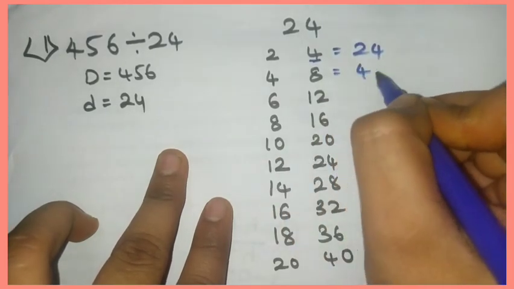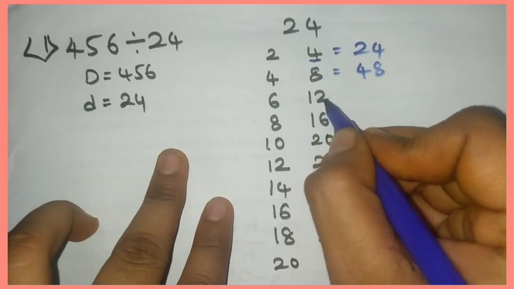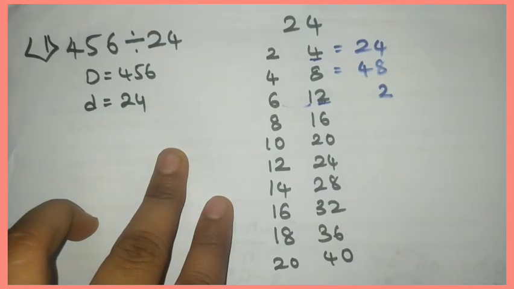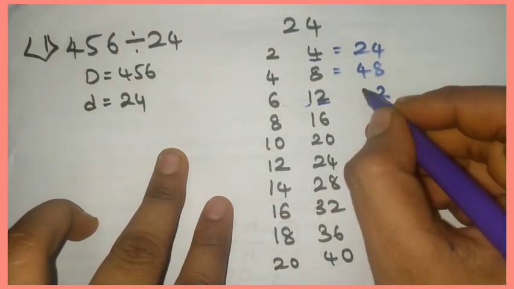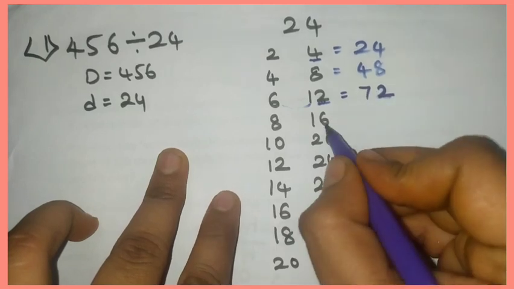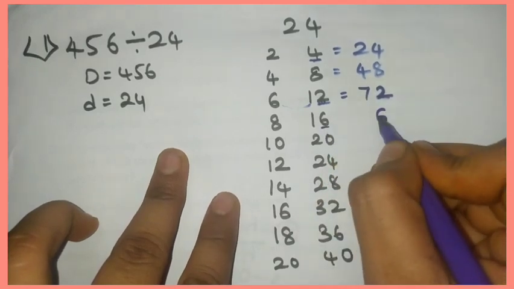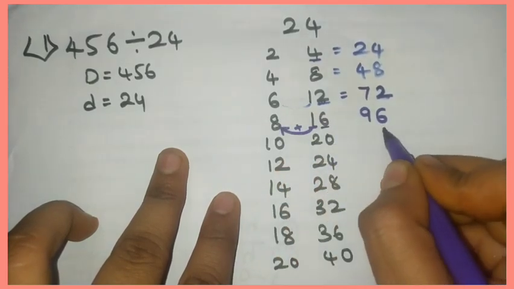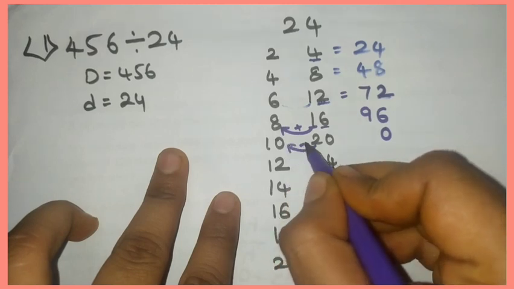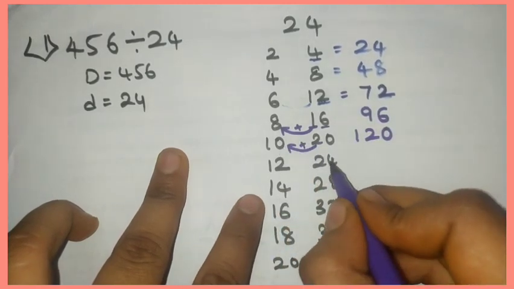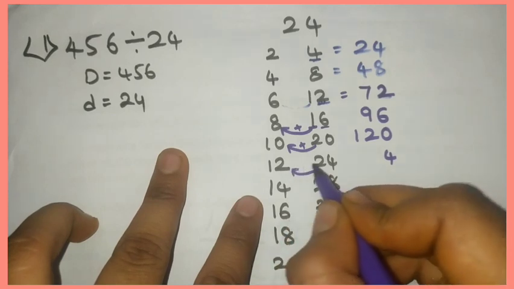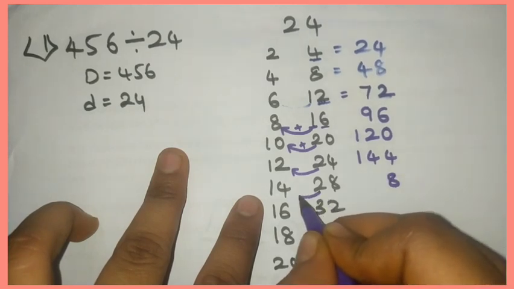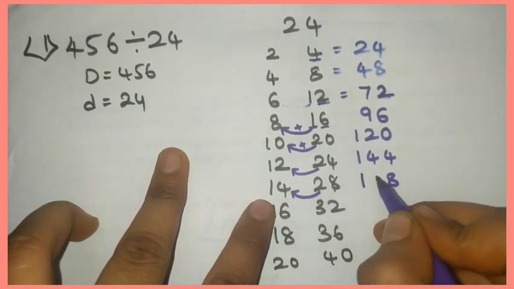Next here 48. Next this is a 2-digit number, so the ones place will be written directly and the tens place is added here. 6 plus 1 is 7, so we get 72. Next, the ones place is written directly and the tens place is added here. 8 plus 1 is 9. 0 will be written directly and this 2 is added here. 10 plus 2 is 12, and 4 is written directly and 2 is added here. 12 plus 2 is 14. 8 will be written directly, 2 will be added here. 14 plus 2 is 16.